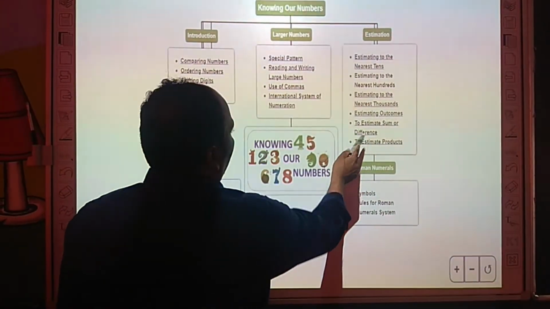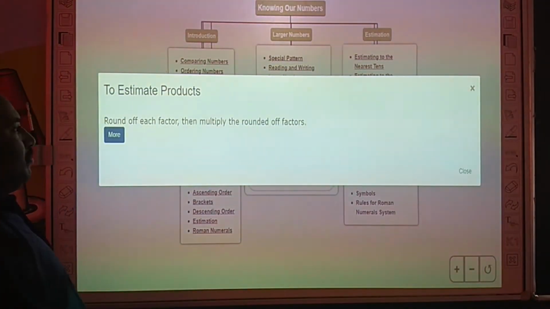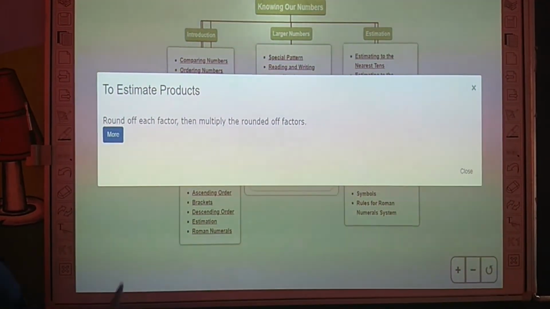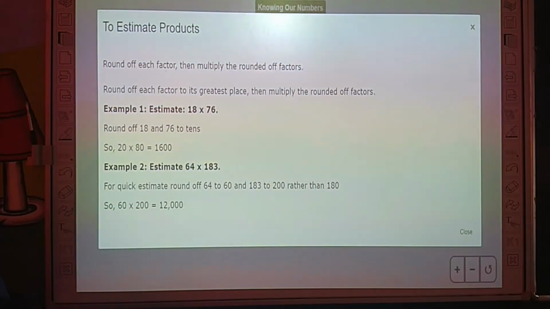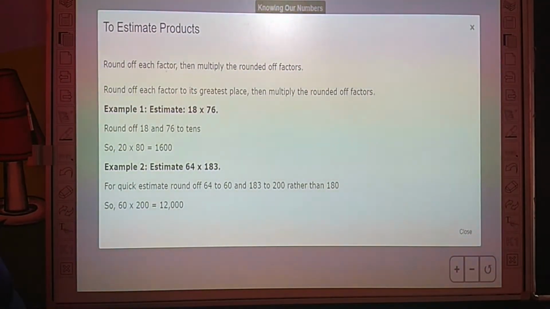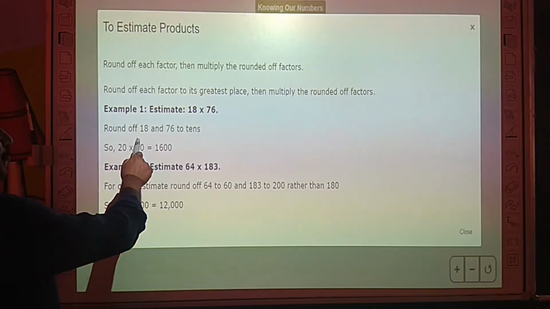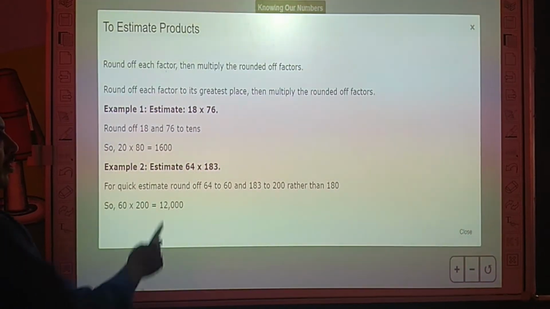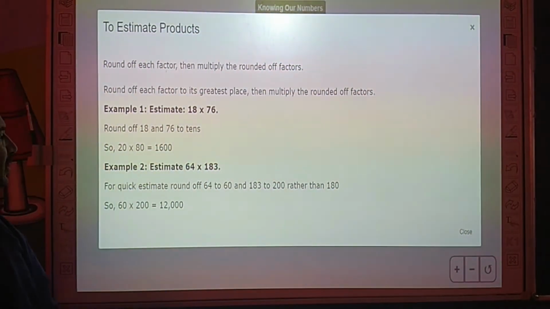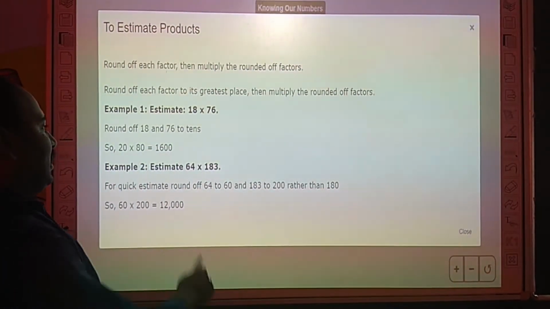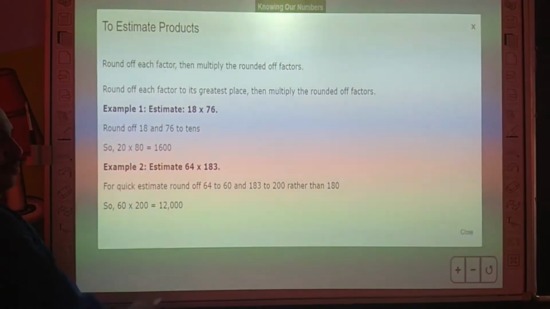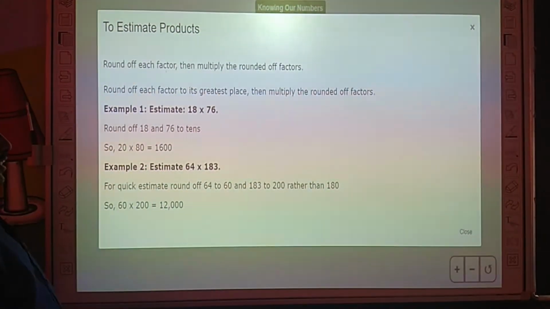Next one, estimate products. Estimate products means round off each factor, then multiply the rounded factors. The given example is 80 into 76. The rounded value of 80 is 20. The rounded value of 76 is 80. We multiply the two: 20 into 80 is equal to 1,100. And then example 2, estimate 64 into 103.